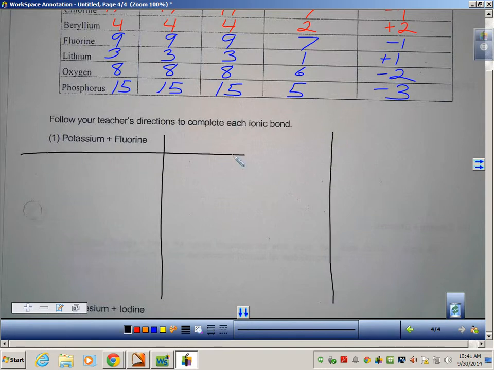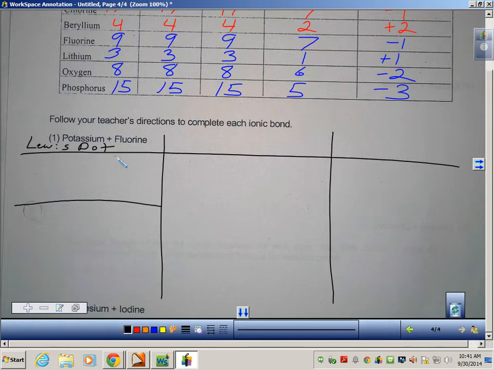Okay. But we're going to have to do one thing before we draw it. I want you to just kind of go like that. You're going to do the Lewis dot here, but you need to first crisscross the oxidation numbers of these atoms. Let me show you what I mean by that.